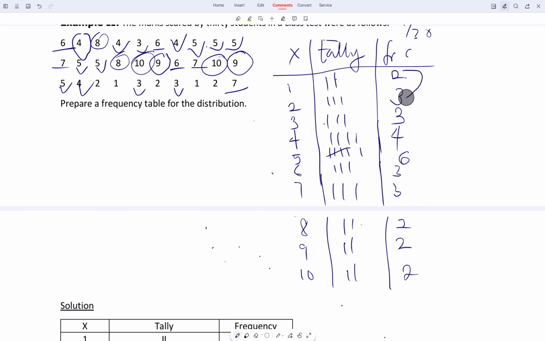So let's add. 2 plus 3, 5. 5 plus 3, 8. 8 plus 4, 12. 12 plus 6, 18. 18 plus 3, 21. 21 plus 3, 24. 24 plus 2, 26. 26 plus 2, 28, 30. Now it is complete.